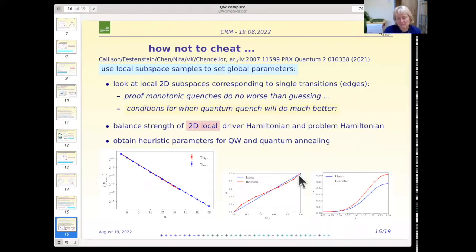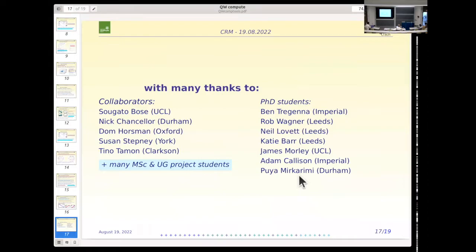I have been giving talks about work that's been done over many years, and I have mentioned papers with many of my collaborators, but I would like to take a little bit of time to make sure that I explicitly thank the ones that made the most contributions to the work I've shown. Sugato at UCL was key in the ideas that we could do the connection between quantum walks and adiabatic quantum computing. Nick has done much of that work and brought all of the expertise on quantum annealing and adiabatic quantum computing to the group.